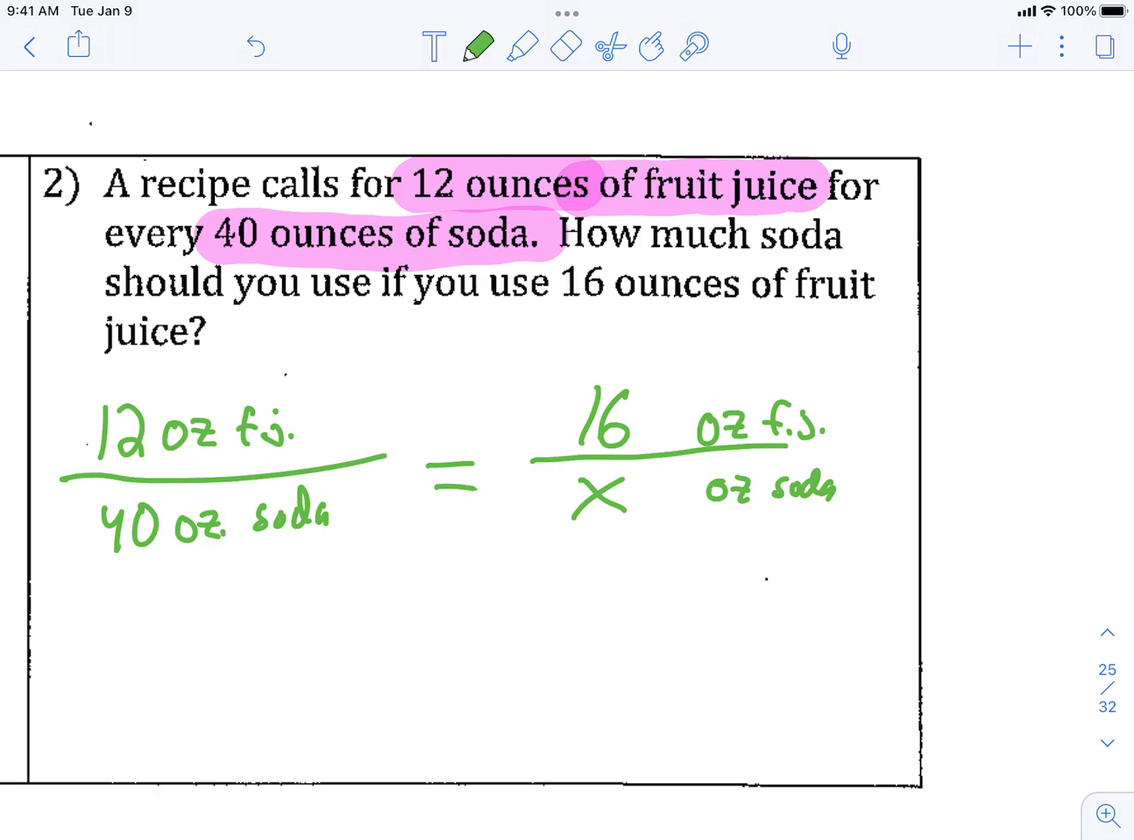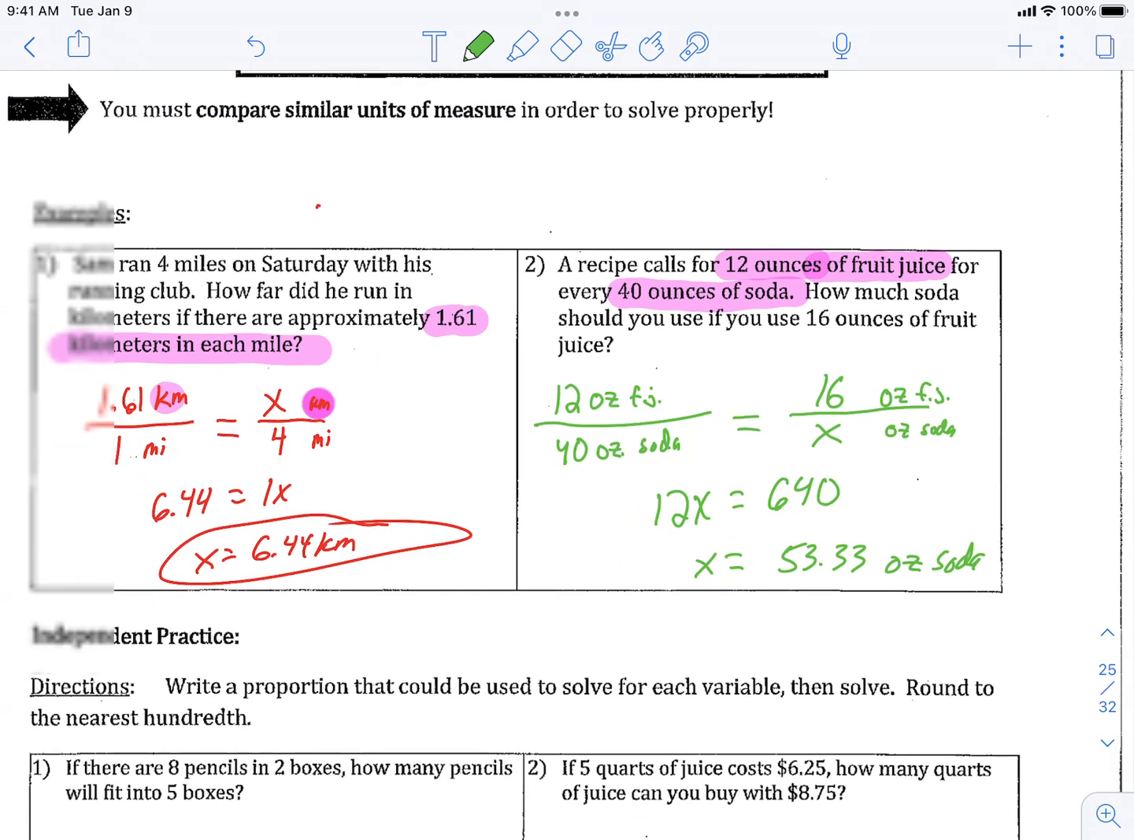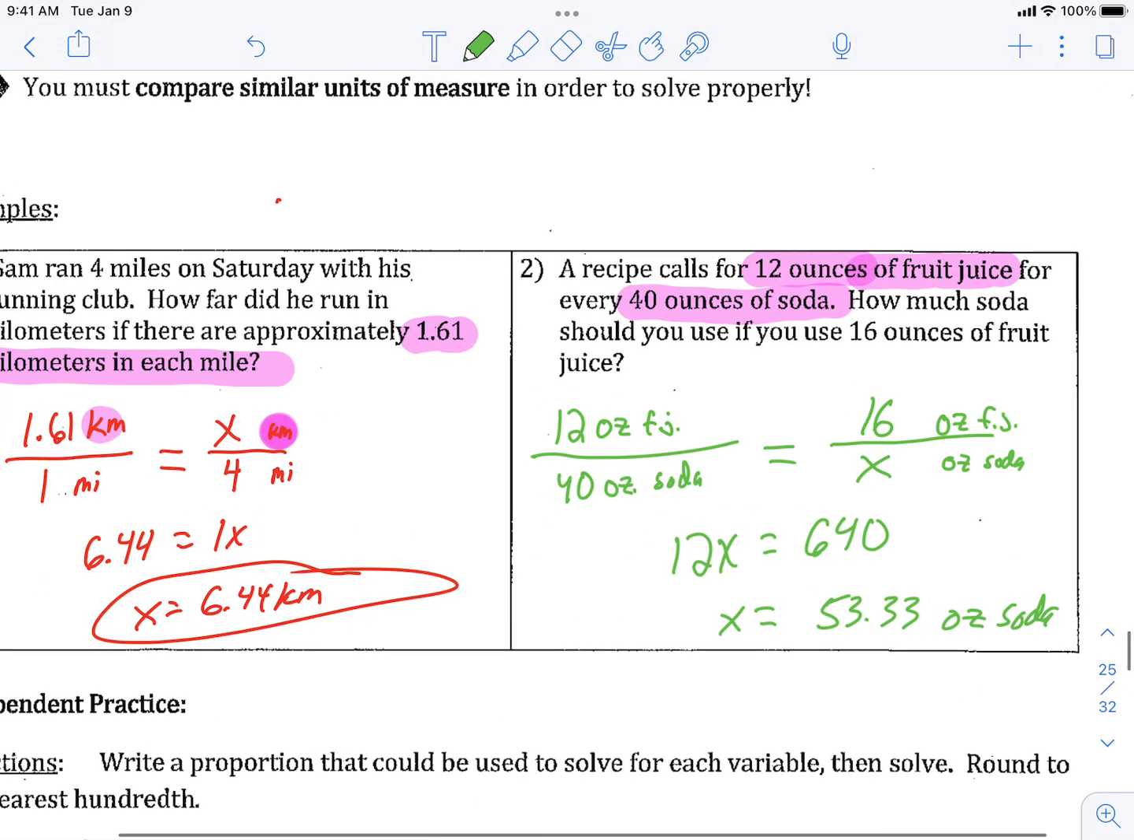That's the hard part, creating the proportion. I'm cross multiplying 12 times x, 40 times 16. I'm dividing by 12. I need 53.33 ounces of soda. And that's how I set up a proportion and solve.